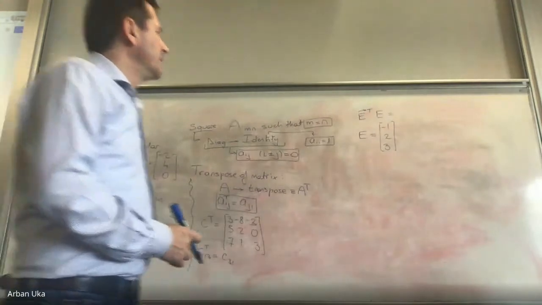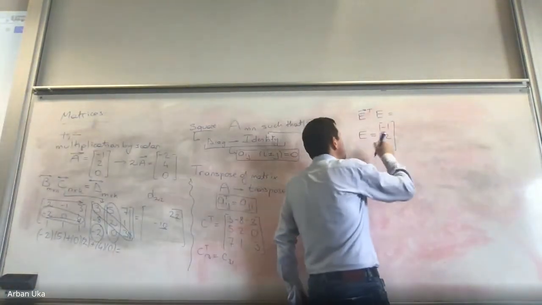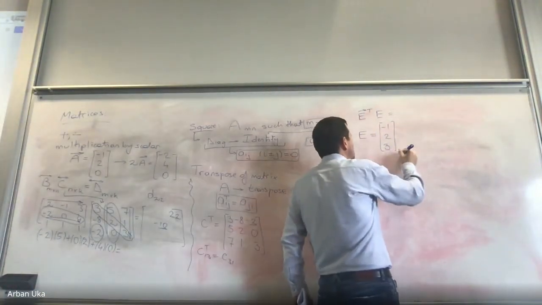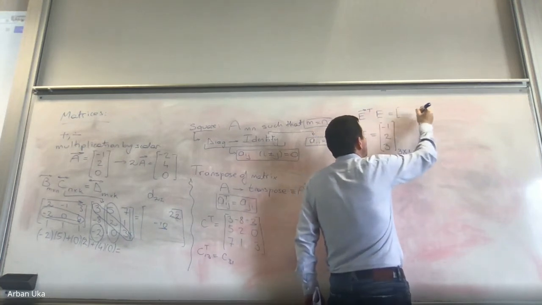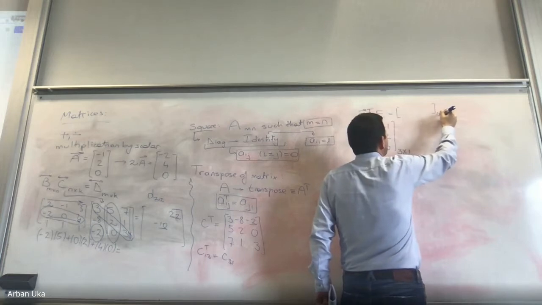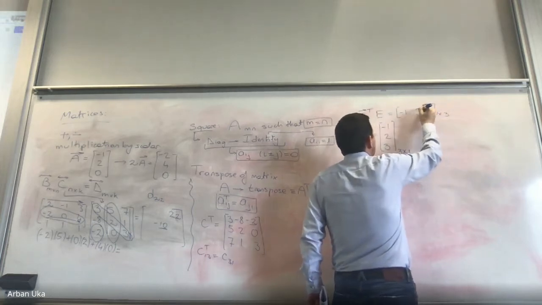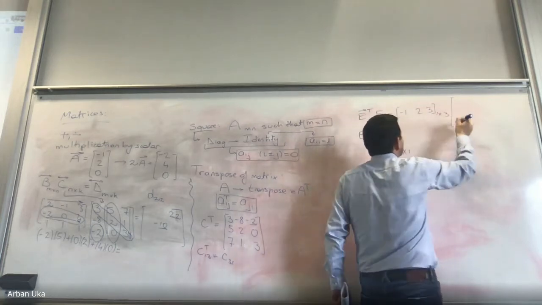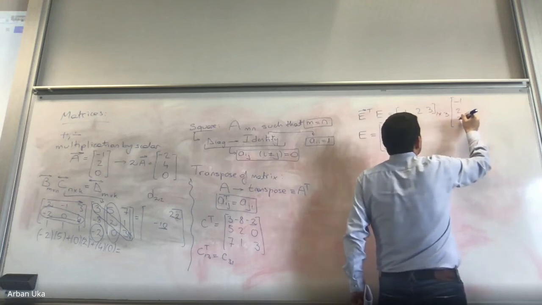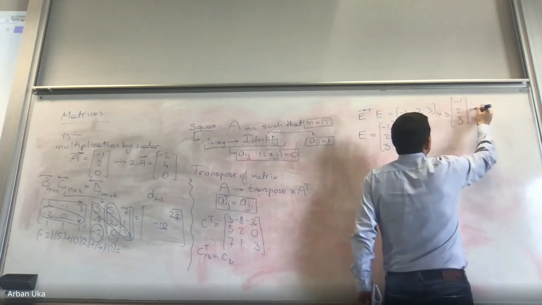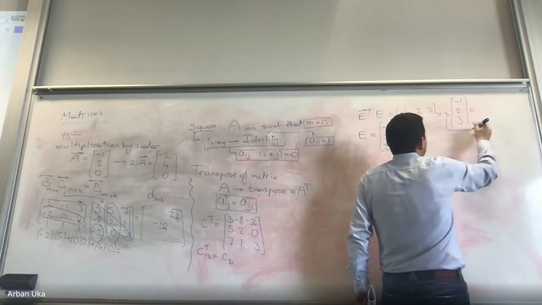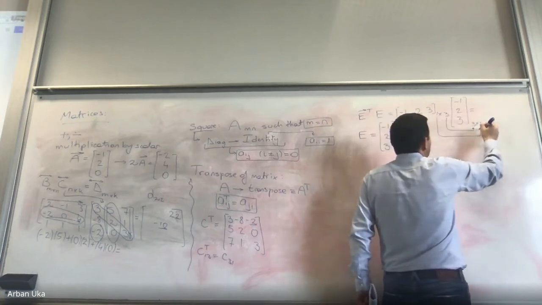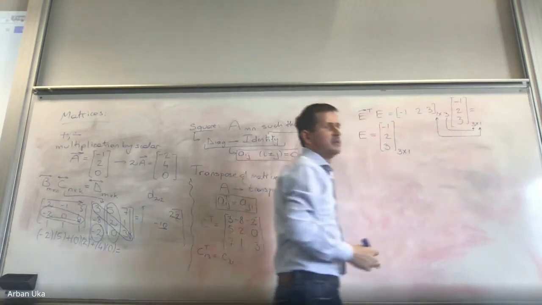Okay, so here, in this case, we are given this matrix E, which is 3 by 1, and the transpose will be 1 by 3. So we get here -1, 2, 3, which is 1 by 3, times the 3 by 1. And then we look at the dimensions. What would be the result? It's 1 by 1.